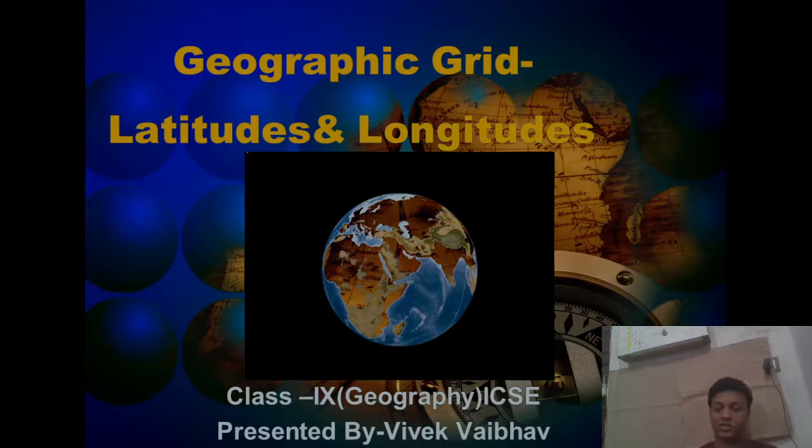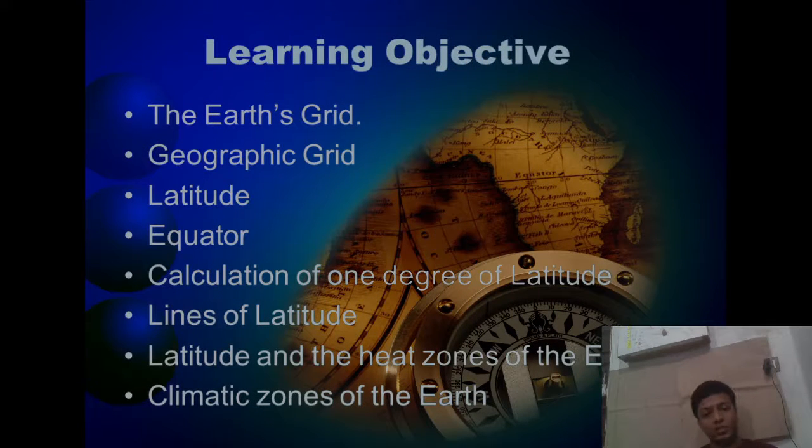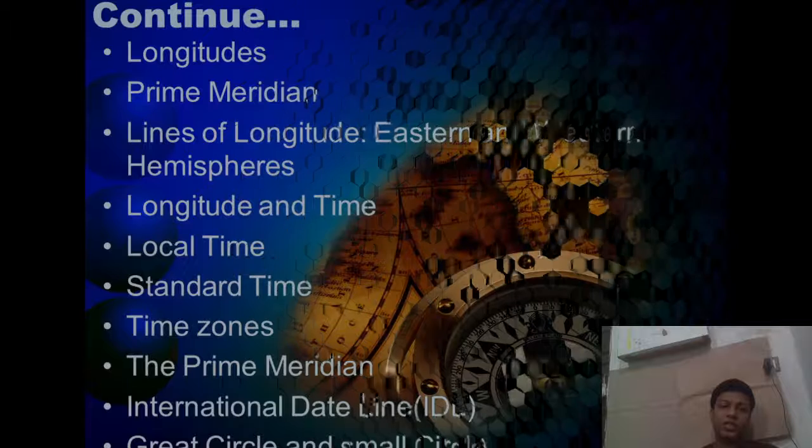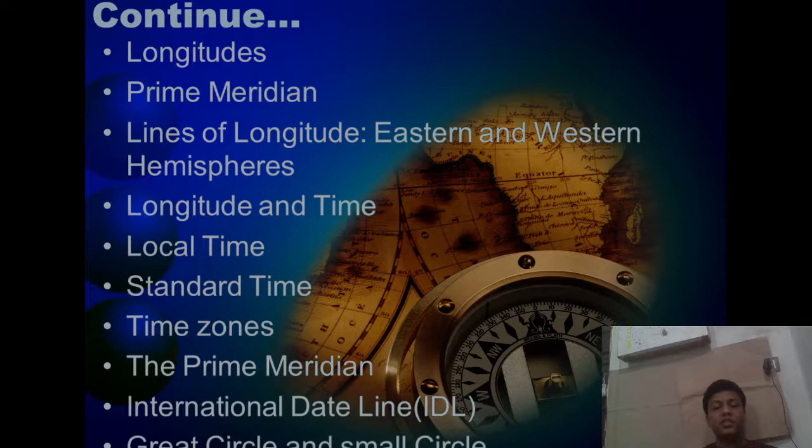So, dear students, the learning objective of this chapter: we are going to discuss the Earth and Earth's geographic grid, latitude, equator, calculation of 1 degree of latitude, lines of latitude. What is the difference between latitudes and lines of latitude? Latitudes and the heat zones of the Earth and different climatic zones of the Earth. After that, we are going to discuss longitudes, prime meridian, lines of longitude, eastern and western hemispheres, longitudes and time.